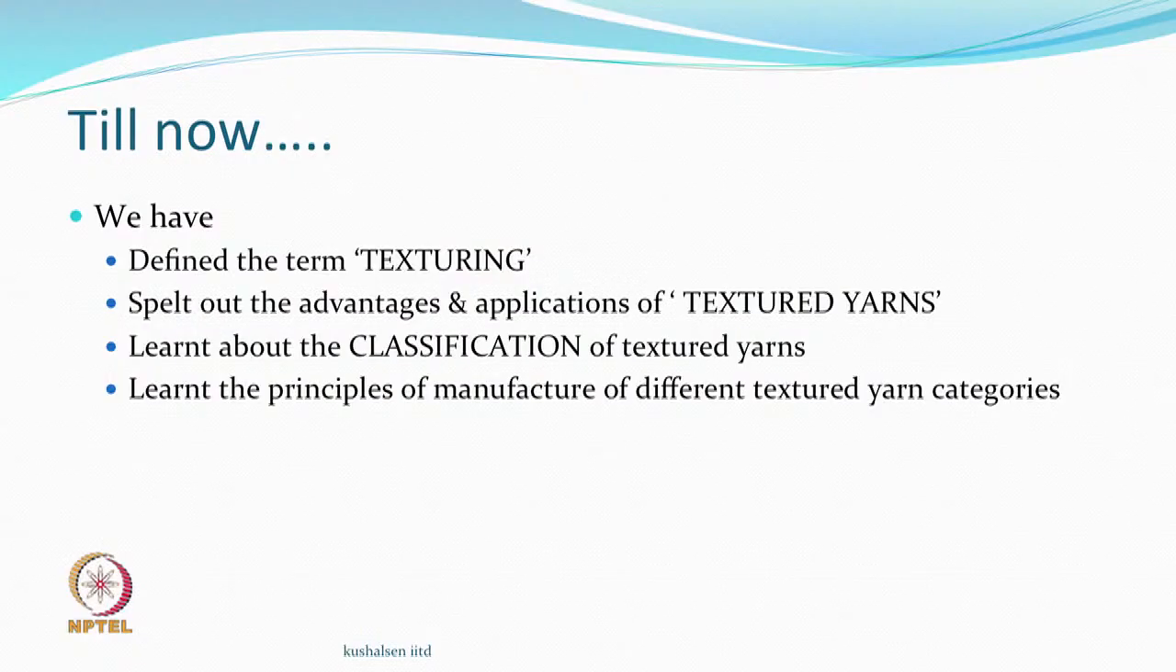All right, so we meet again, and we shall discuss something on twist texturing. What have we done till now? We have defined texturing. We have also known about the applications, advantages of textured yarns. We have done the classification and also learned some of the principles of manufacture of different types of textured yarns.